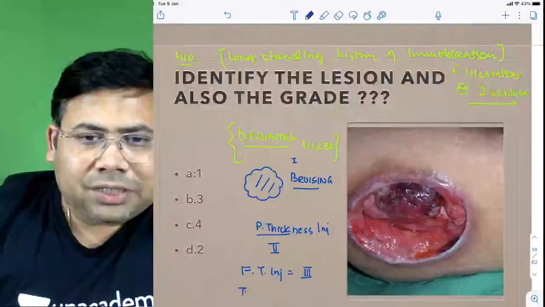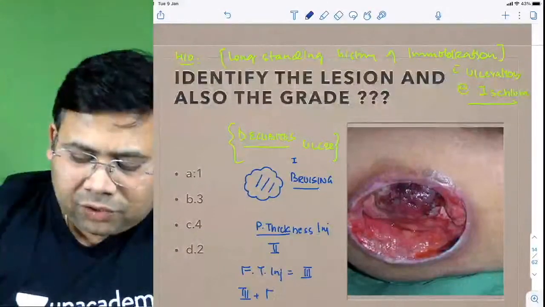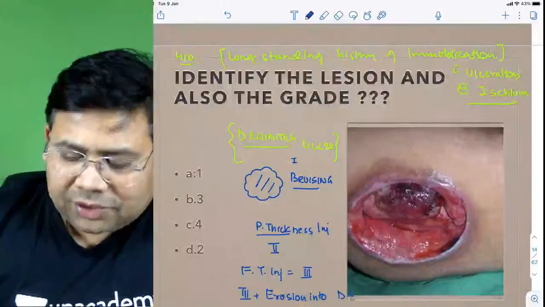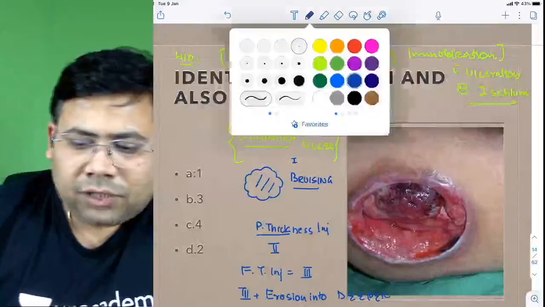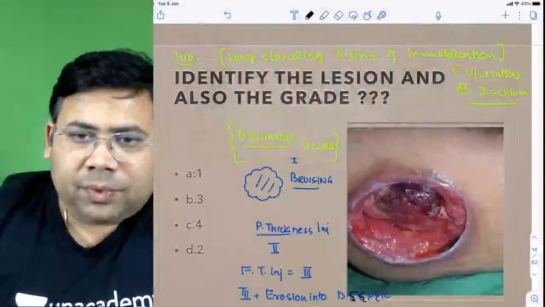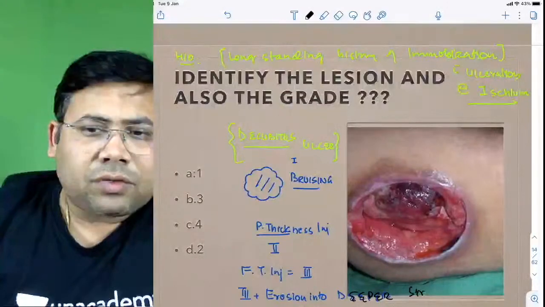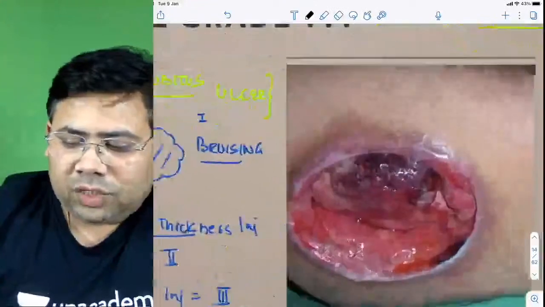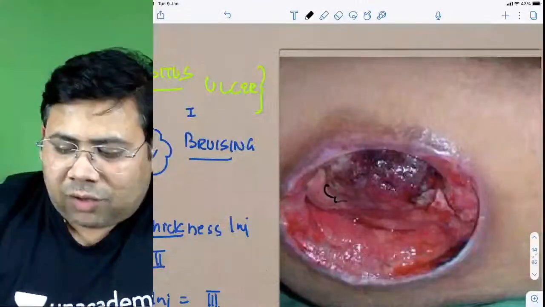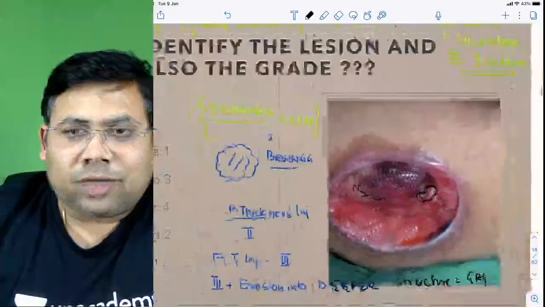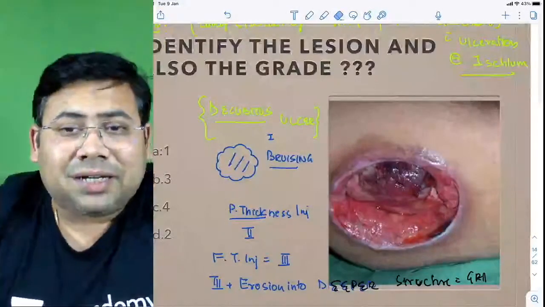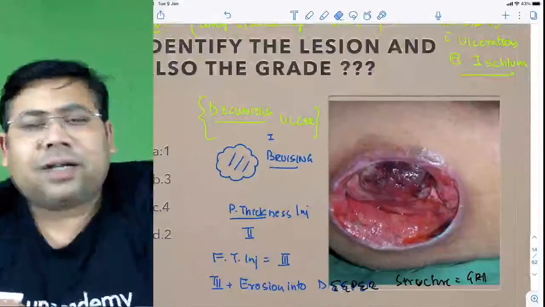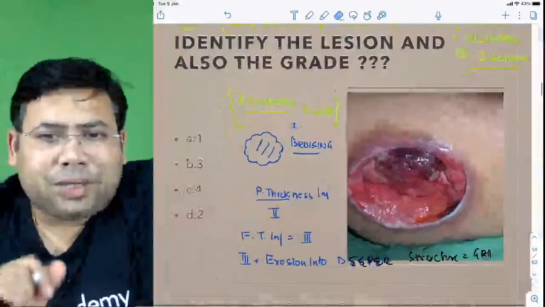And if you have grade 3 plus invasion, or erosion into deeper structures, what is that known as? Erosion into deeper structures is known as grade 4. Are you getting this or no? So if you see this image, even the bony cortex has been eroded. There is erosion of the bony cortex, and it has gone right up to the level of muscle. So this crater is reflecting a grade 4 decubitus ulcer.